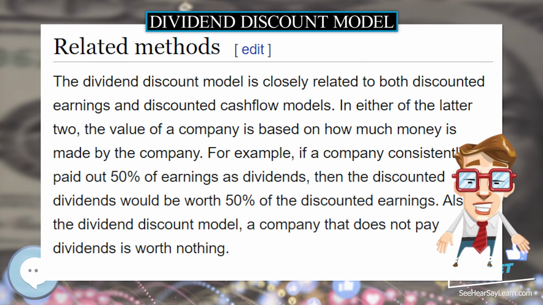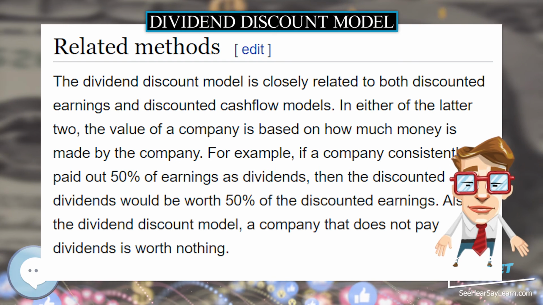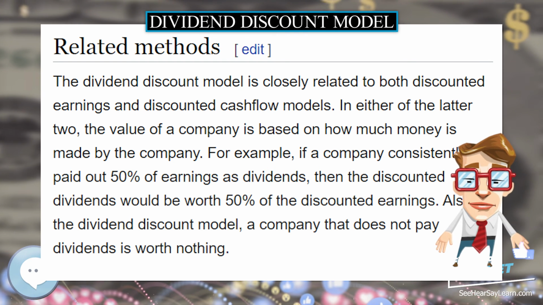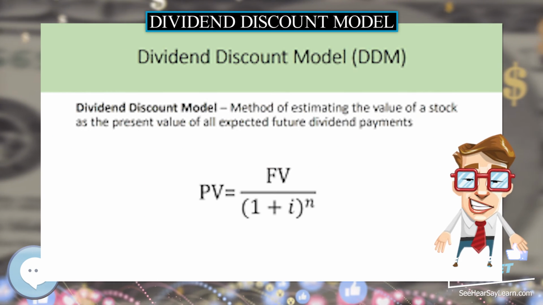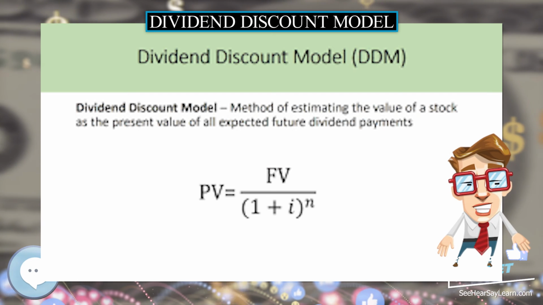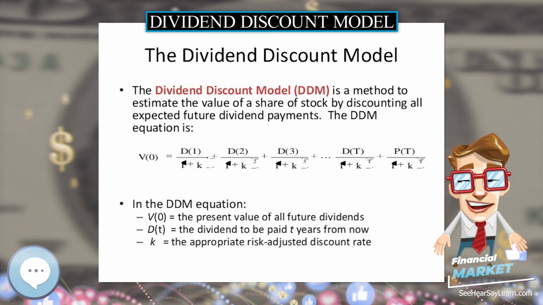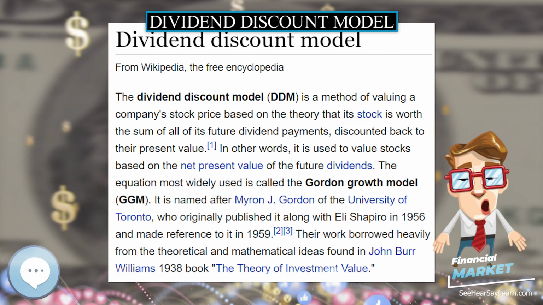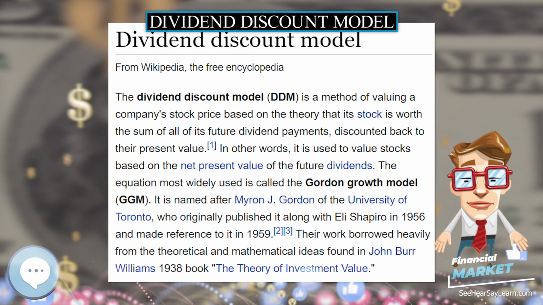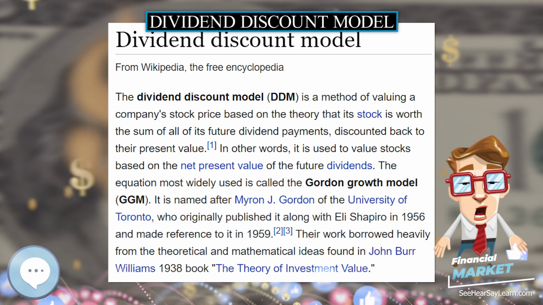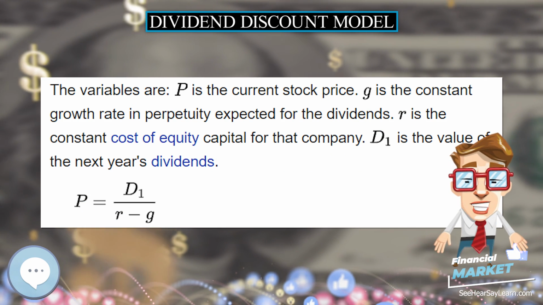Related methods. The dividend discount model is closely related to both discounted earnings and discounted cash flow models. In either of the latter two, the value of a company is based on how much money is made by the company. For example, if a company consistently paid out 50% of earnings as dividends, then the discounted dividends would be worth 50% of the discounted earnings. Also, in the dividend discount model, a company that does not pay dividends is worth nothing.